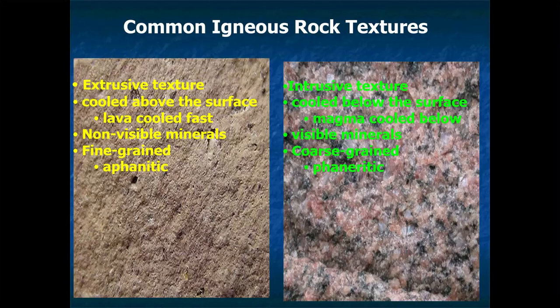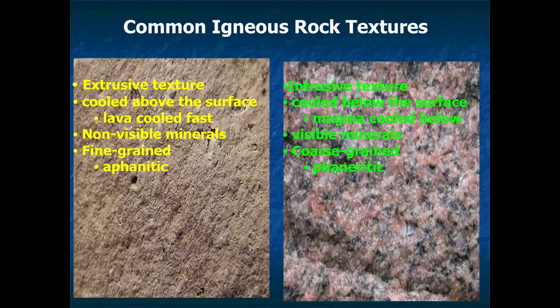If you look at the rock texture on the right side of your screen, this is a typical intrusive texture. So it cooled below the Earth's surface, and in this case it had a lot of time to cool. So it cooled very slowly. It had a lot of solution, so there was definitely enough material to make the rock. But guess what? In this case, it lacks the space.